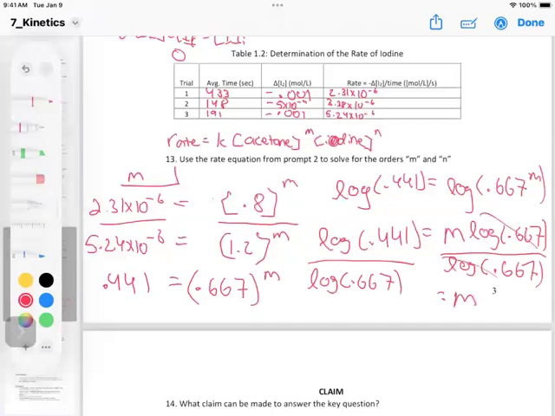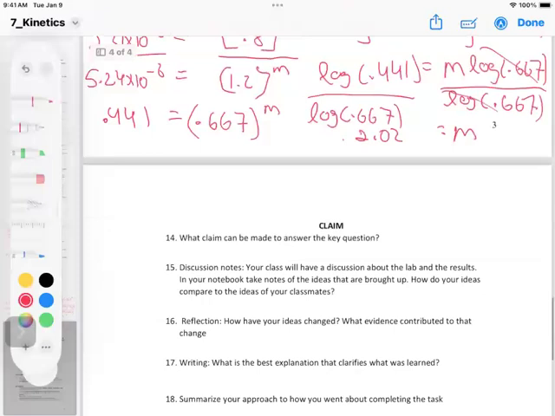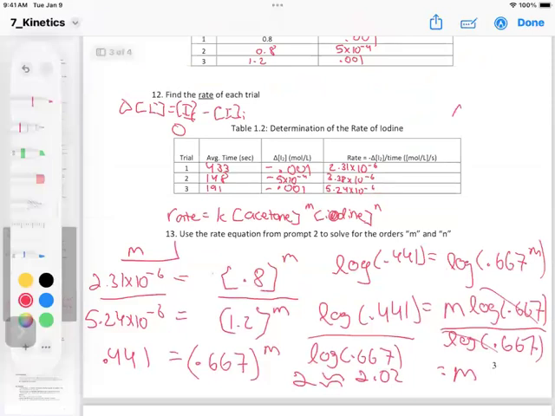M equals 2.02, which we will approximate to its closest whole number of 2. So m is approximately 2. Let's put that there.